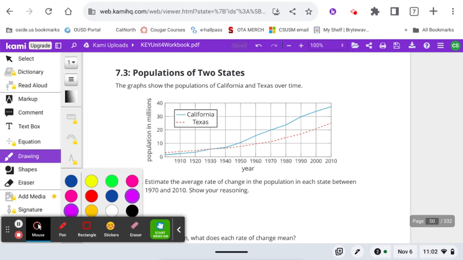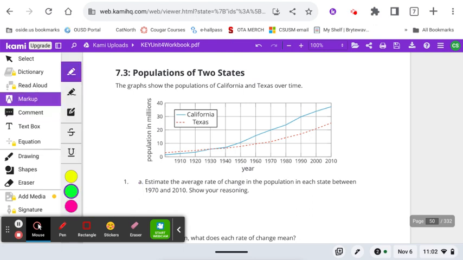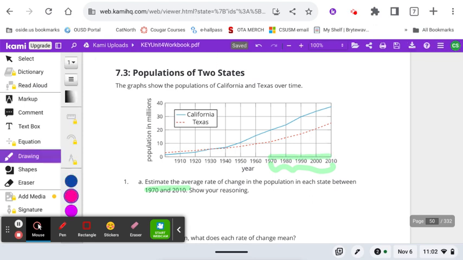Finally, we're going to look at the population of two states. This graph shows the populations of California and Texas over time. Notice that California is the blue solid line and Texas is the dashed red line. It wants us to compare between 1970 and 2000. This is called an interval, and it only wants to look at this interval of how those populations were increasing.